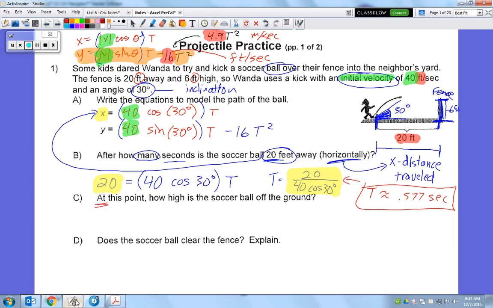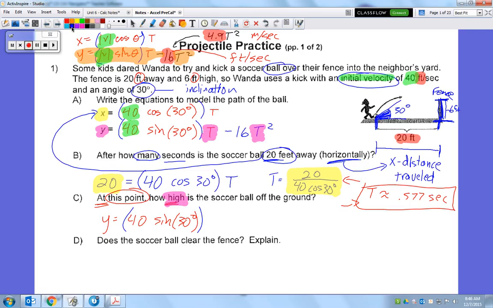So at this particular point, how high is the soccer ball? So this is the word application, what we talked about last time. All you're going to do is, now that you've solved for this t, plug that known t value into the y parametric equation so that you can see how high it is at that point in time. Okay, so y is equal to 40 sine of 30 degrees, and then this whole thing afterwards is multiplied by that 0.577.